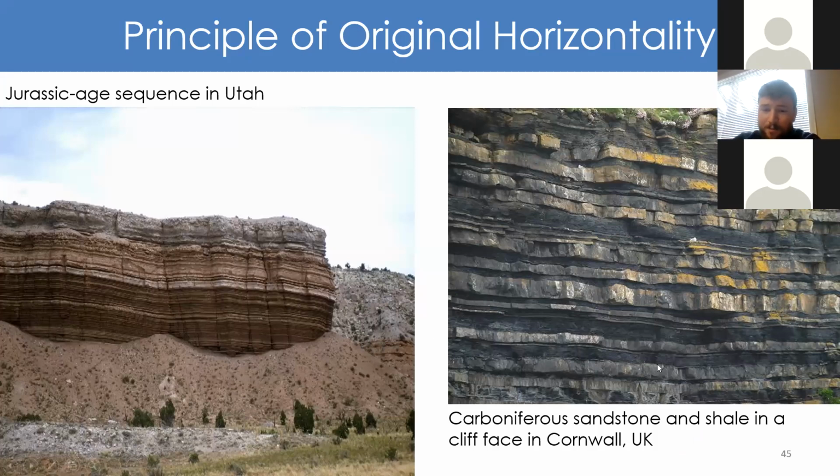For example, the sandstone and shale on the right from Cornwall, you can clearly see there's always sandstone and then a shale unit, and then sandstone and a shale unit. So it's always going to be alternating in that way. And that can tell us a lot about the environment that it was formed in.